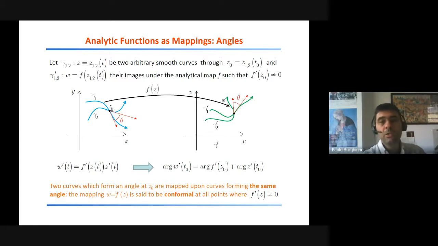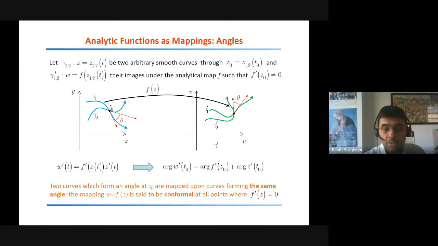So when two curves which form a certain angle at their intersection point are mapped upon curves that always form the same angle, then the mapping is said to be a conformal mapping. And this conformality will hold at any point where the first derivative of the map is different from 0, exactly for the reason that you can see in this slide.